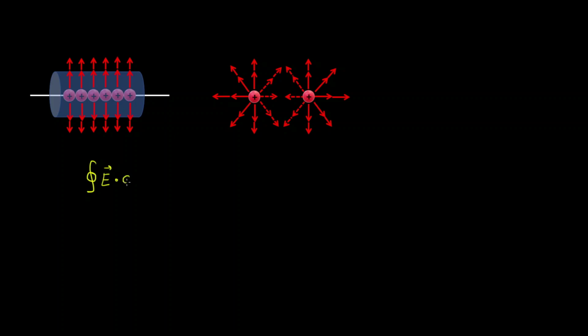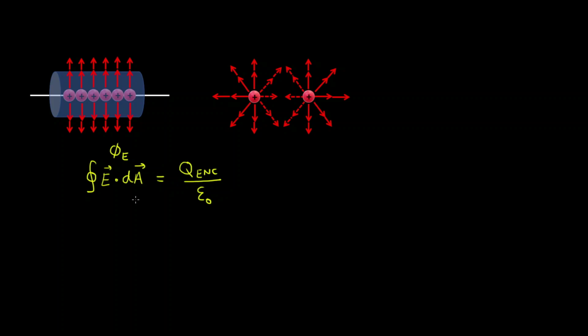electric field vector and the differential area vector over a closed surface is equal to the total enclosed charge in that surface over the permittivity of free space. And this expression on the left hand side is also known as the electric flux.